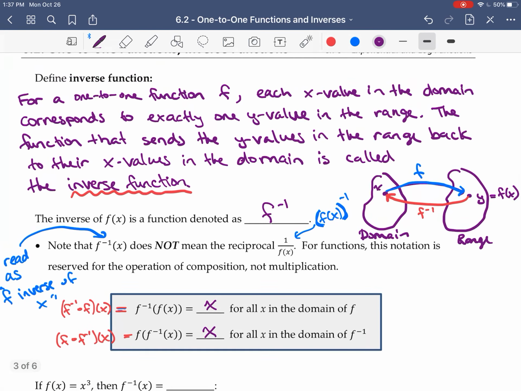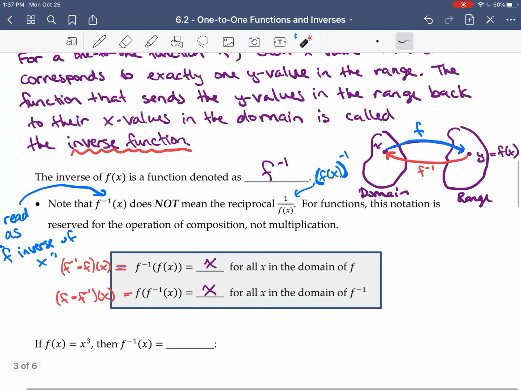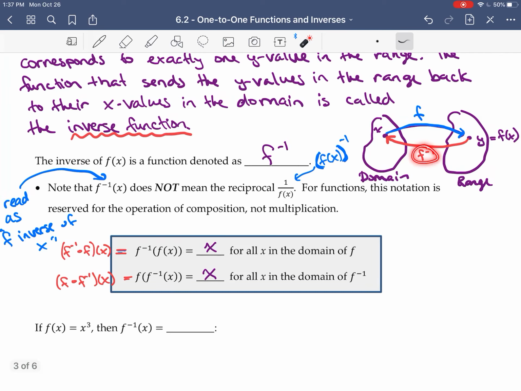Now, the inverse does the opposite of what the function does. So if f sends x to y, then the inverse is going to send y back to x. So you can see that the domain and the range are going to swap for the inverse. Because the inverse is undoing what f does, when you compose them together, you're going to just get the input back. So essentially, they cancel each other out, no matter what order you do them.